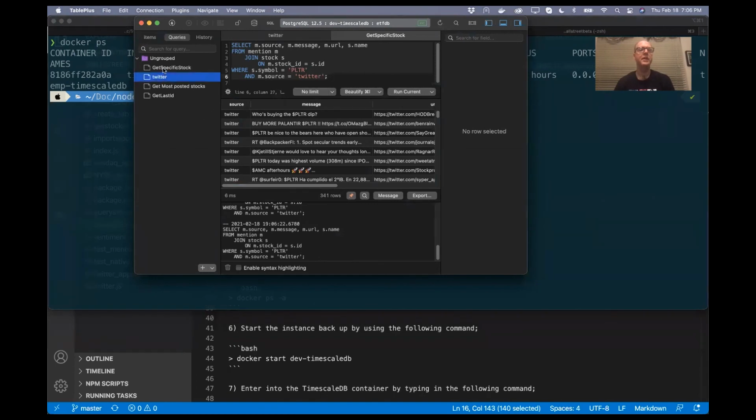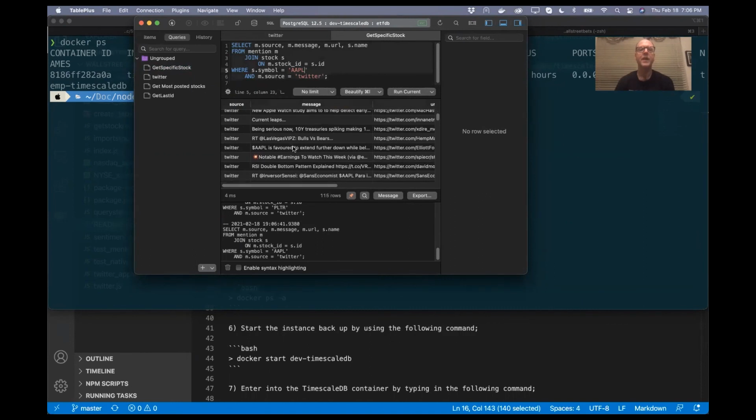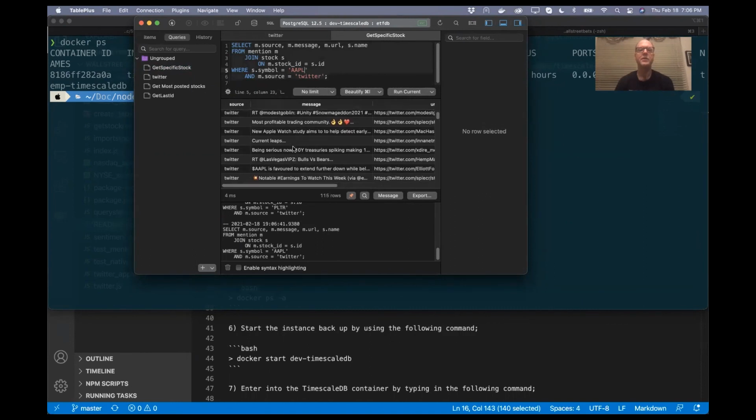So this is checking, if I want to look for a specific stock as an example. This is letting me look for a specific stock. So if I want to look for whether anybody's been mentioning Apple's stock, I can run that query, and this pulls back everything that has been mentioned on Twitter that has to do with the Apple stock. So let's run this example here.